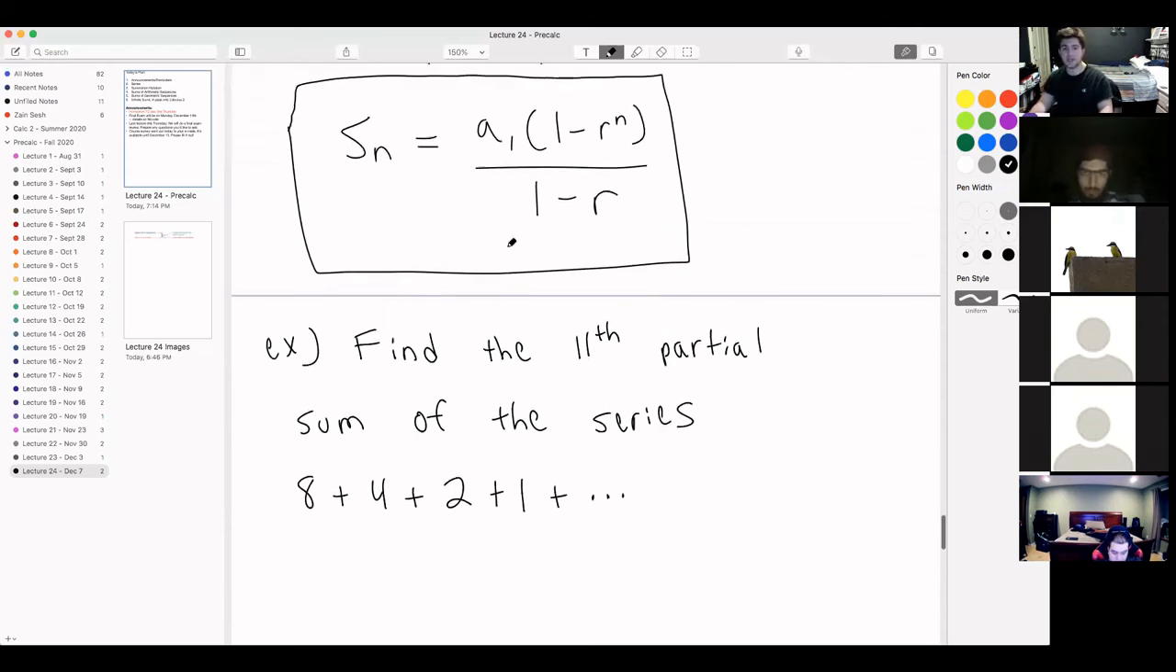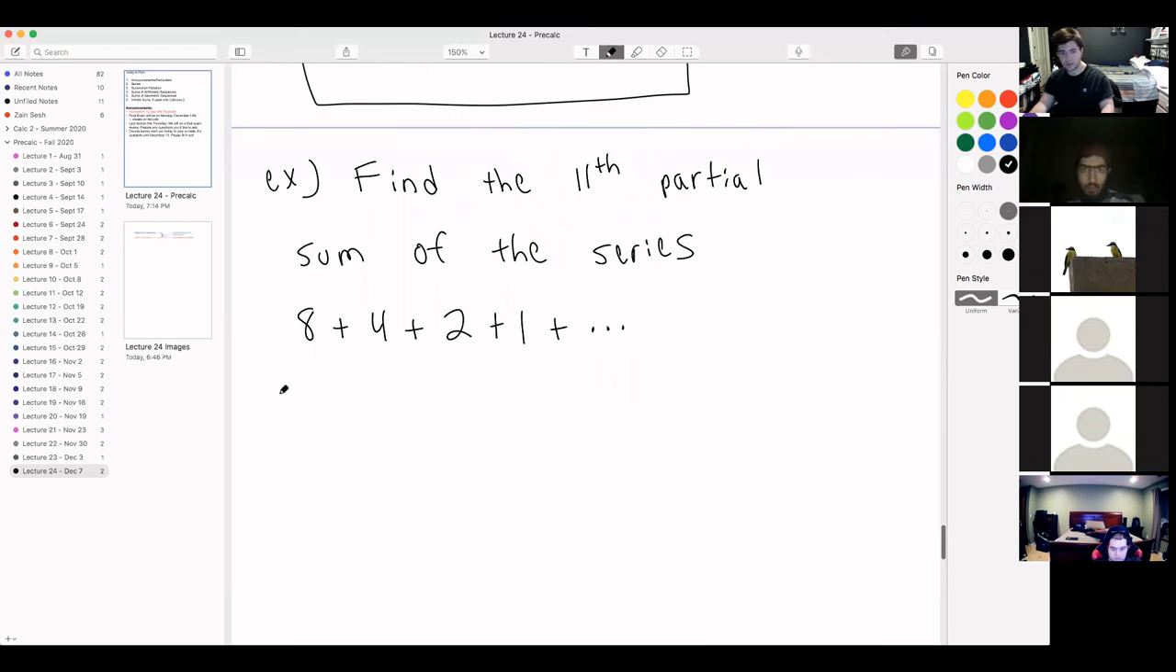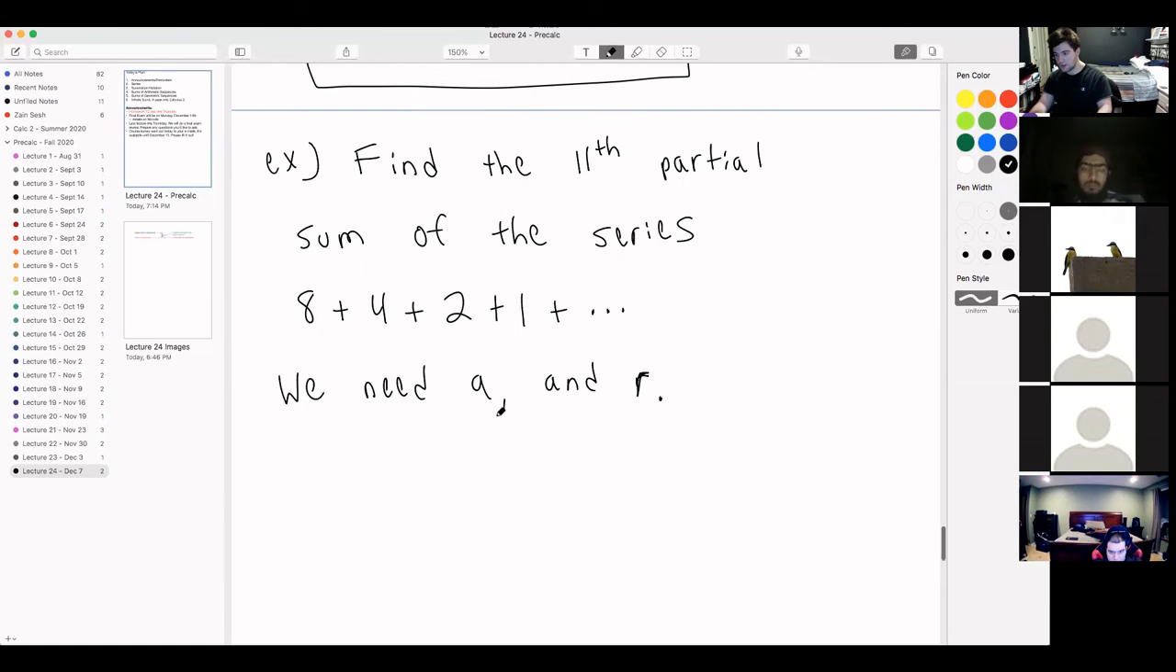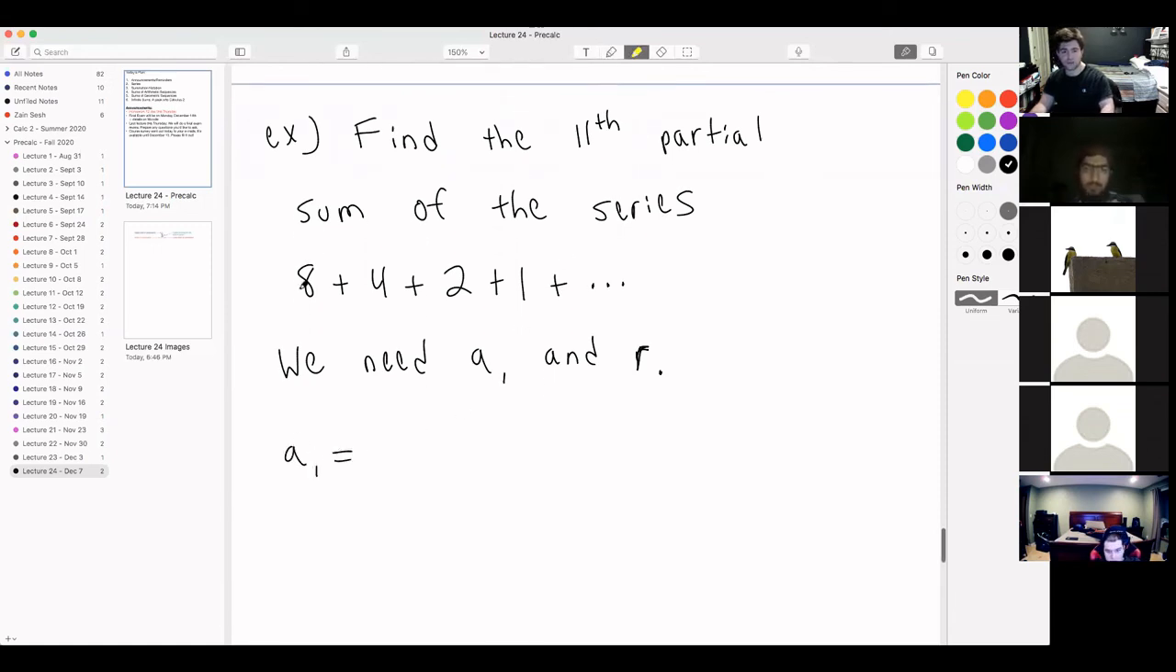All right, good. So for the formula, we need a sub 1 and the ratio r. So let's list that out. Firstly, a sub 1 is just the first term, so it's just 8. That's going to be a sub 1. R is given by dividing a sequence term by its previous sequence term. So you can do 2 divided by 4, or 4 divided by 8, or 1 divided by 2. You'll see that in any case, the ratio is 1/2. So you can just do 4 divided by 8, which is 1/2. All right, so we have everything we need.